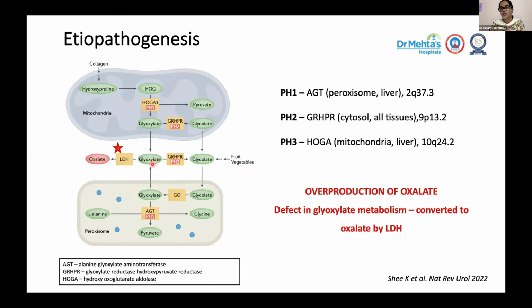And so there is an accumulation of glyoxylate in the cytosol, which is then acted upon by the LDH, which results in oxalate overproduction. In normal circumstances, glyoxylate is either converted to glycine by the AGT enzyme, which is otherwise the alanine glyoxylate aminotransferase, or it is shunted into a glycolate pathway, which is done by the GRHPR, or the glyoxylate reductase hydroxypyruvate reductase. And there's this third enzyme called the HOGA. Although there is much controversy about the actual substrate of this enzyme and also the actual activity of the enzyme, it has been demonstrated in many patients that the deficiency of these enzymes somehow results in overproduction of oxalate.